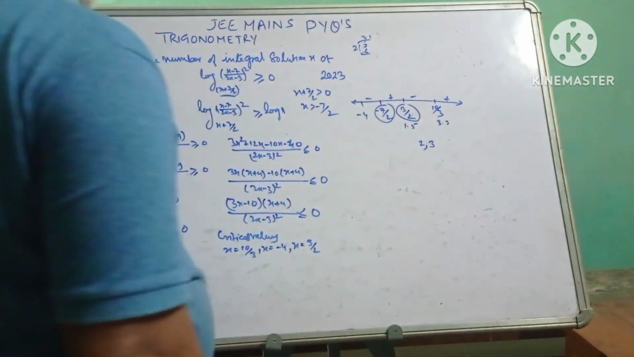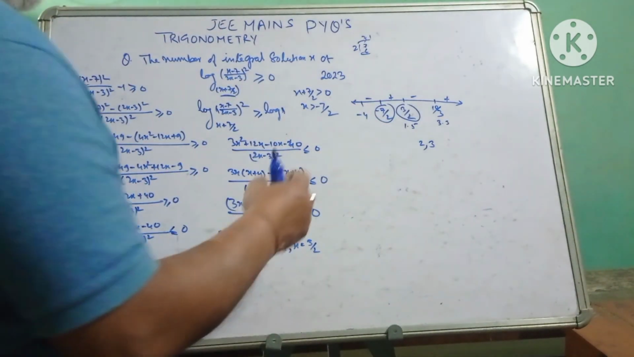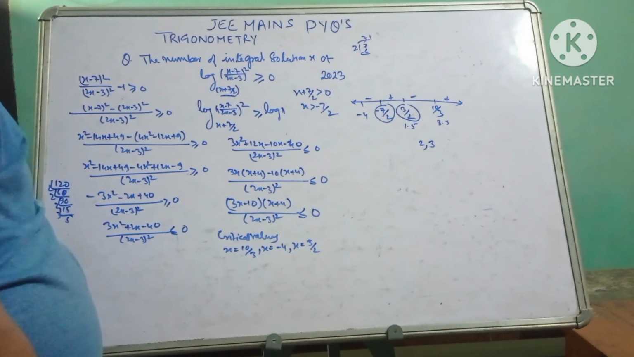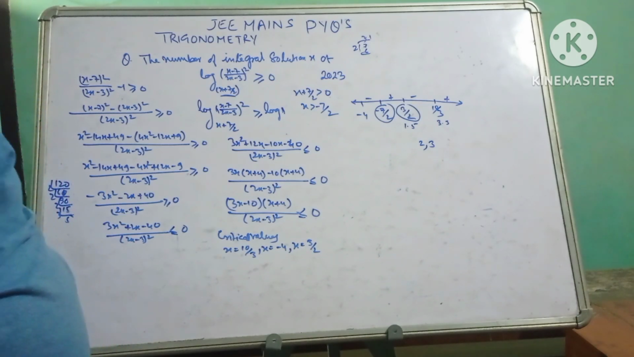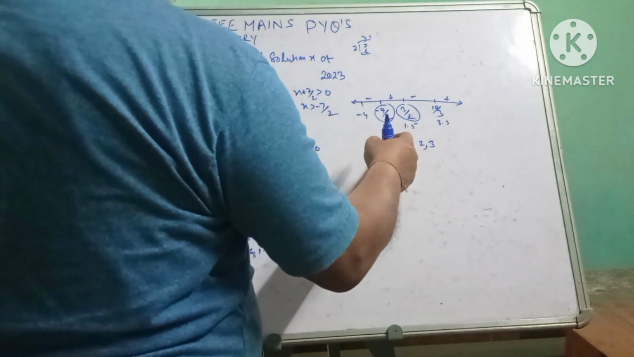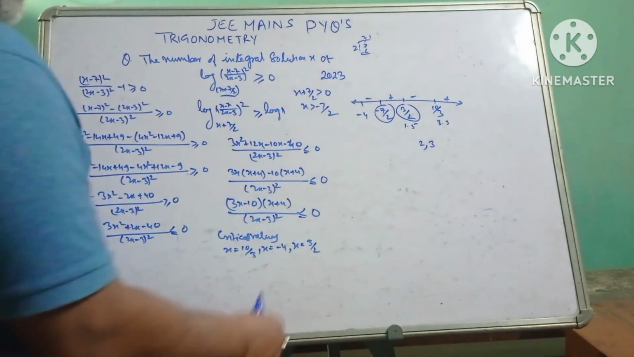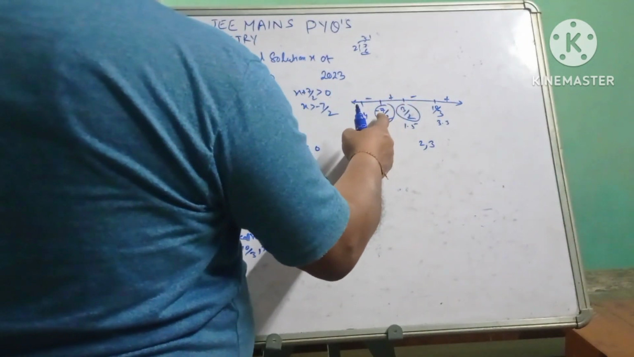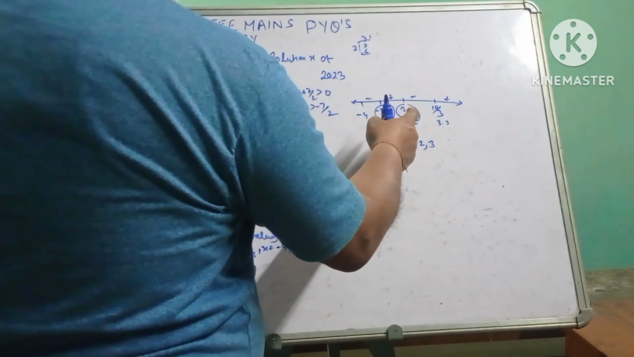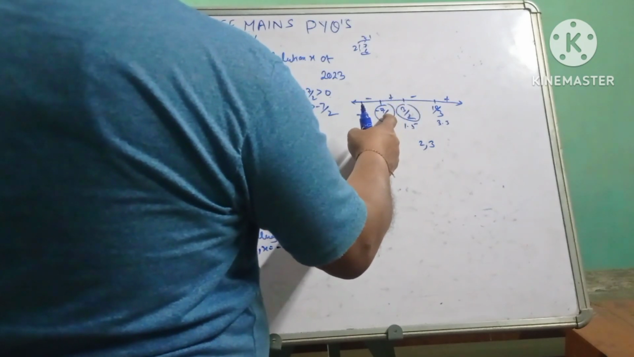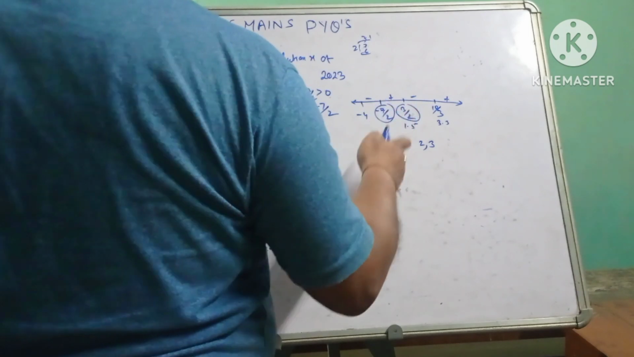3.1 and minus 4. Now here you see, this requires some intelligence. What is the intelligence required here? Now in between this, let us take the integral values. This is 3.1 and here this is 1.3.